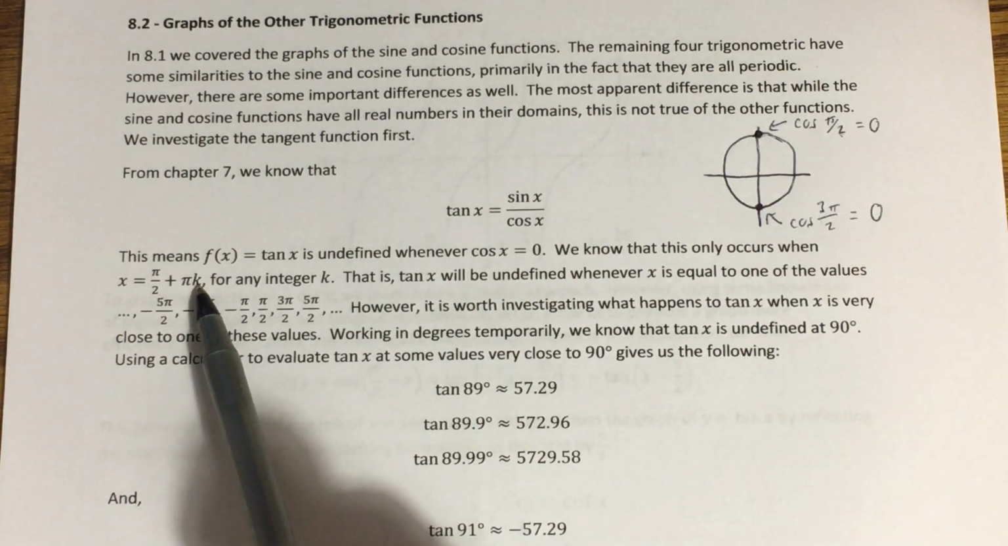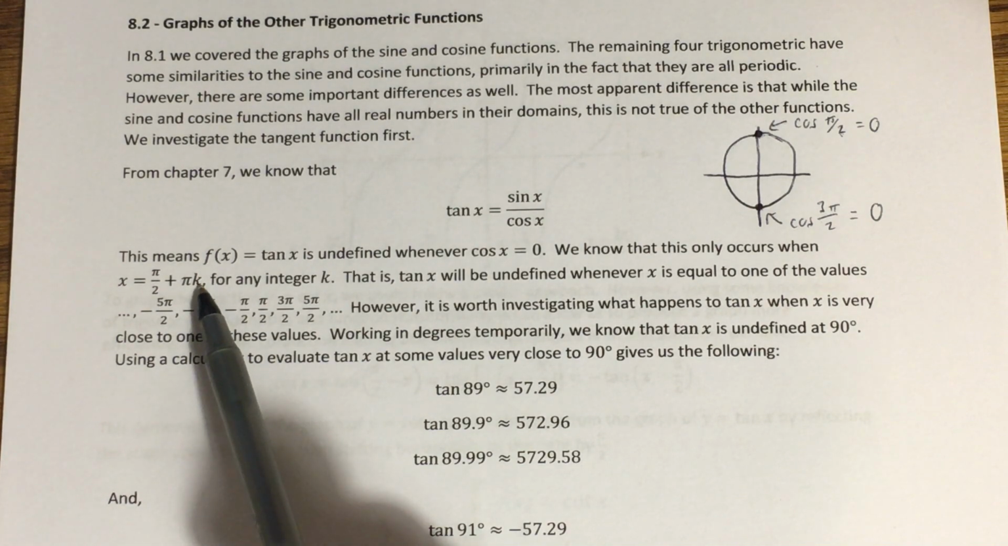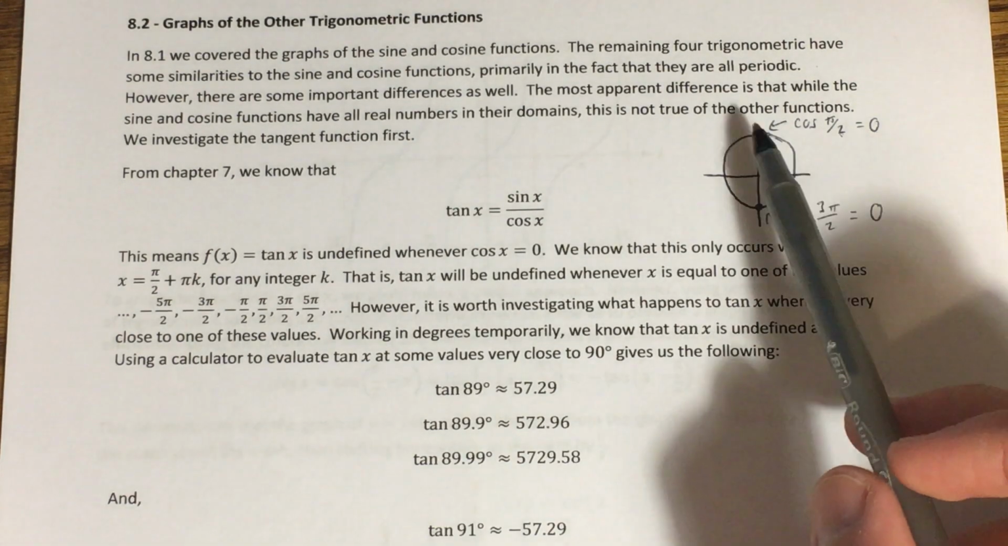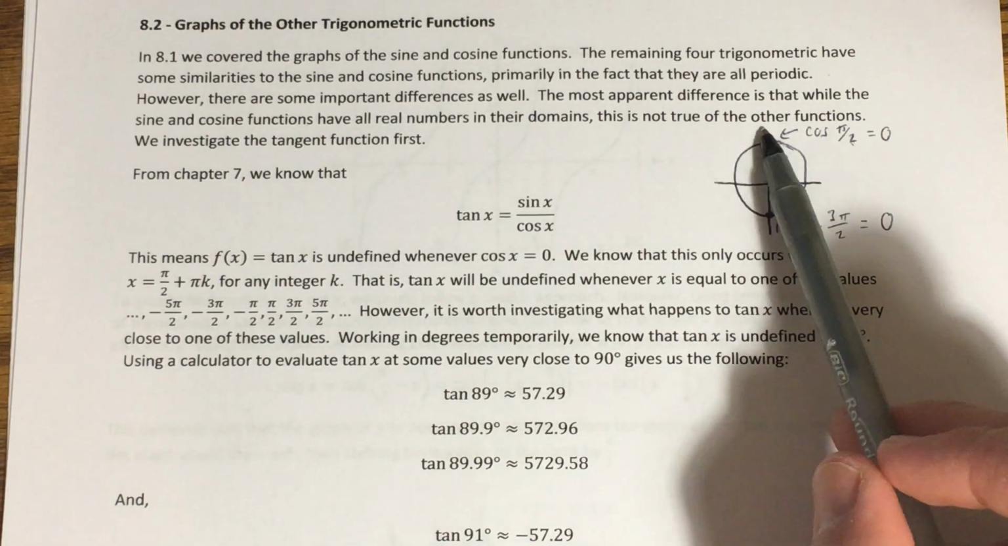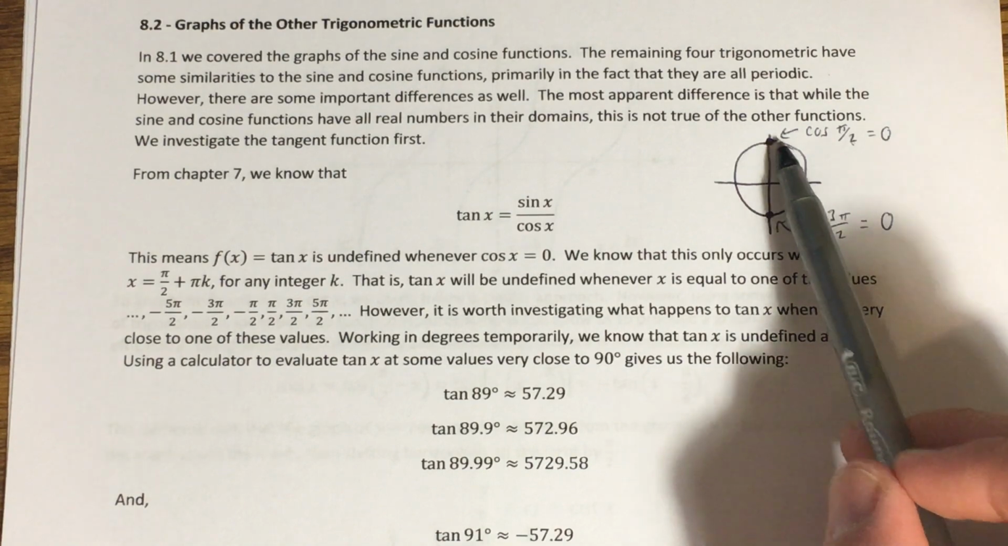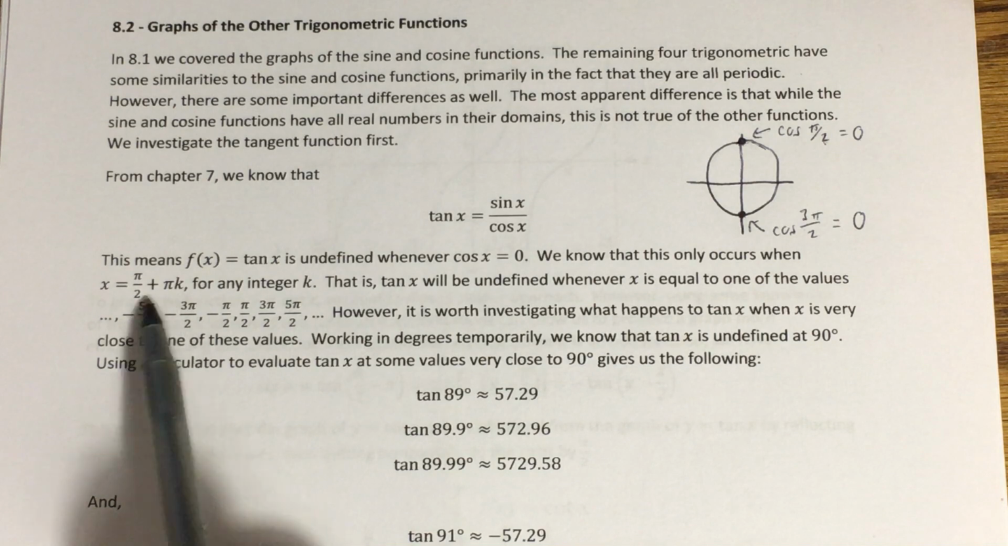If k is a negative number, say negative 4, then that's like starting at pi over 2 and making 4 clockwise half rotations. 1, 2, 3, 4. And you can see that any number of half rotations in either direction just takes me back and forth between these 2 points where tangent is undefined.